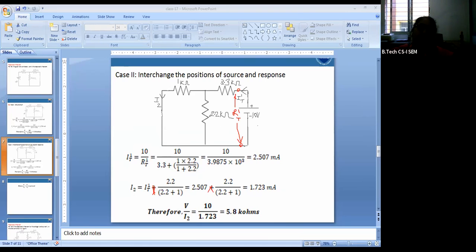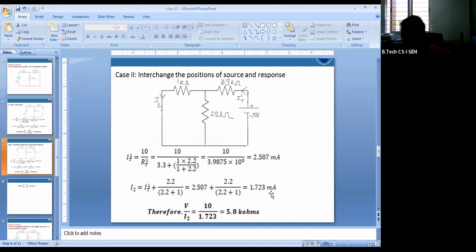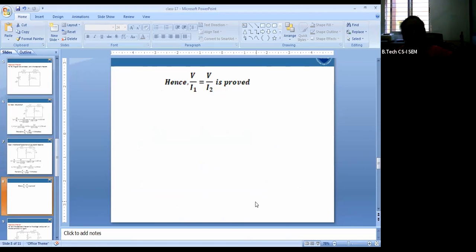So finally, what do we want? We want the ratio of source to response in case 2 also. That means V by I2, that is 10 by the I2 value we obtained, 1.723. Now check, is it the same as previously? In case 1, what was the ratio? 5.8 K in case 1, and in case 2 also 5.8. So finally we say that the reciprocity theorem is proved. Is it clear?